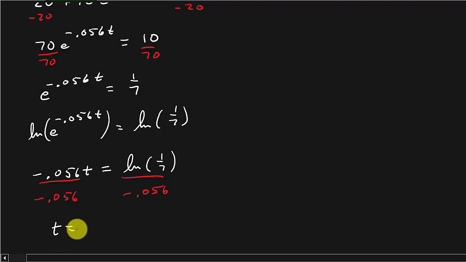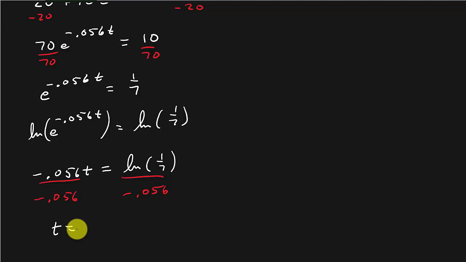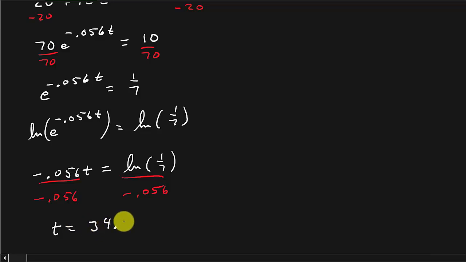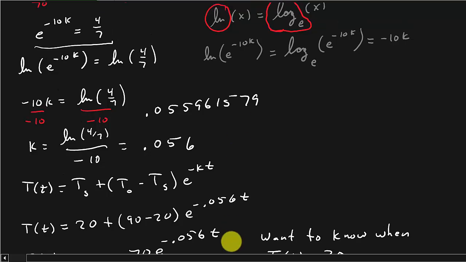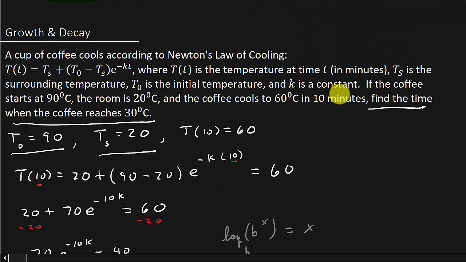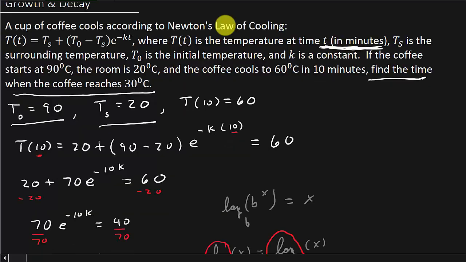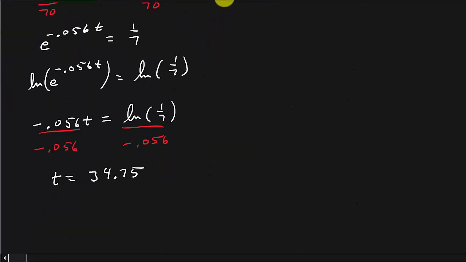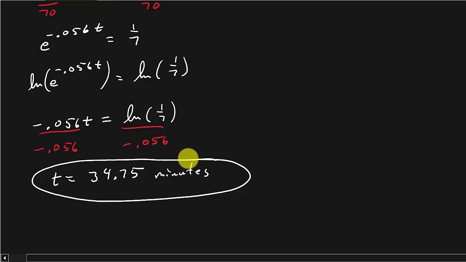And I'm going to get t is equal to, and we will punch this into our calculator, natural log 1 divided by 7 divided by negative 0.056. And that gives us 34.75 when we round it. And let's see, we got to see what t, little t, is in minutes. So that's going to be 34.75 minutes. So that's how long it'll take for the coffee to reach 30 degrees Celsius.